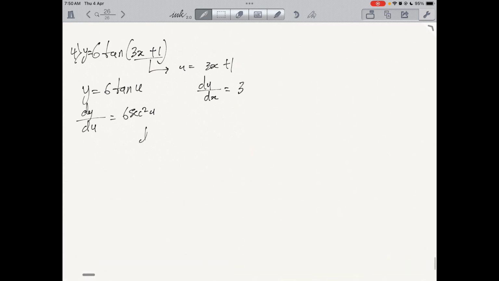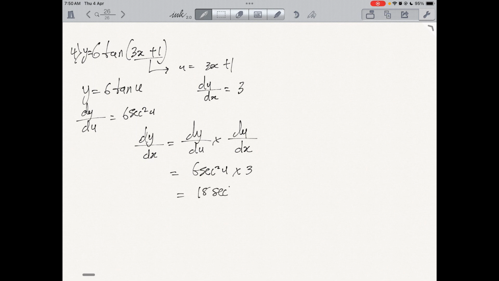Therefore our dy/dx is equal to dy/du multiplied by du/dx, and that is 6 sec squared u multiplied by 3. That is 18 sec squared u. And substituting our u back into the answer, we have 18 sec squared of 3x plus 1.